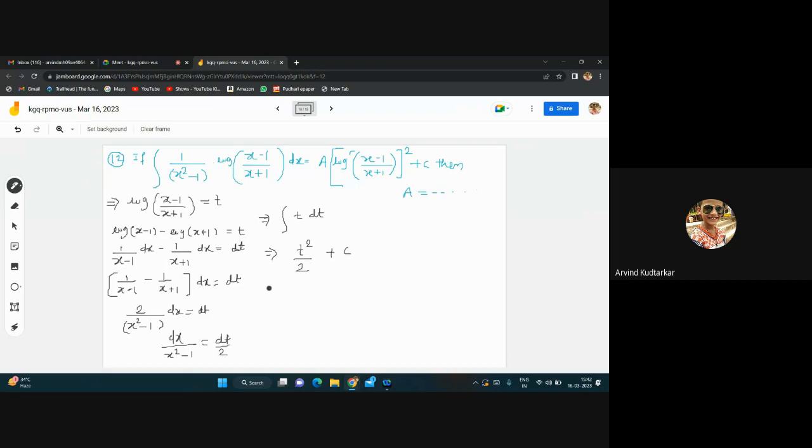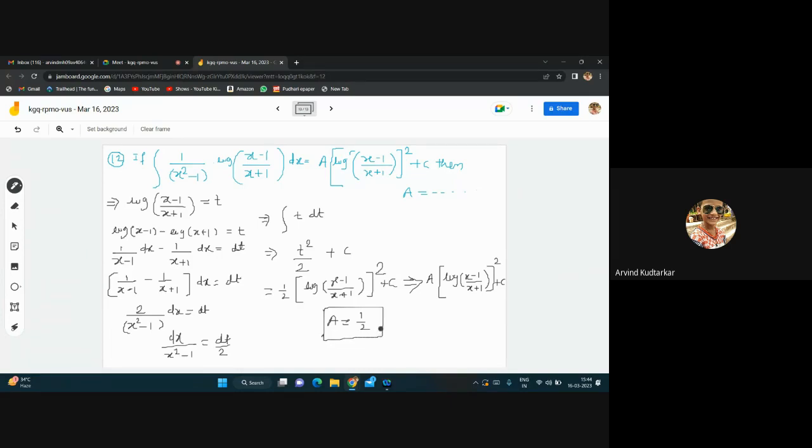If you compare both sides, you will get the change in place of a. So what is the coefficient of log of (x minus 1 by x plus 1) whole square? It is a, but in the LHS the coefficient of that same term is half. So the value of a will be half. You get the correct solution for that integral.